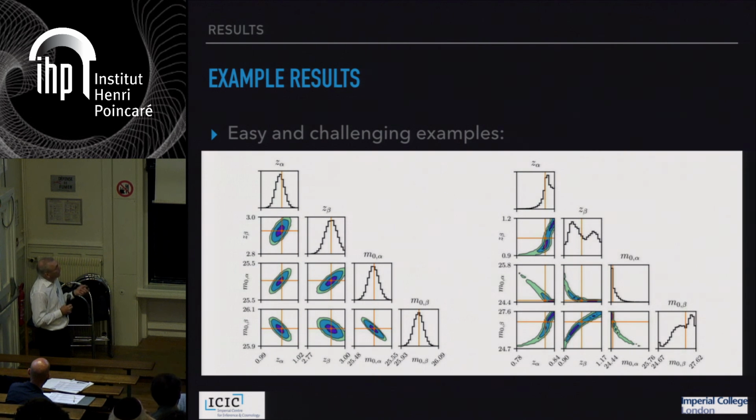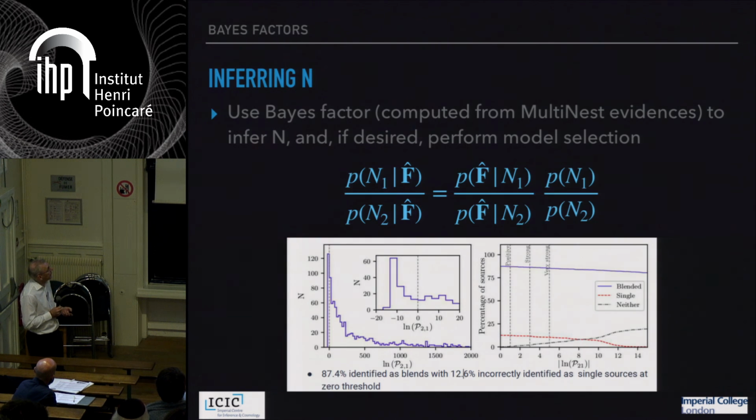So here's some examples of easy cases and difficult cases. This is clearly a more difficult problem than just inferring the redshifts of a single source. Here's an example where there's a unimodal posterior which has identified everything perfectly well. But there are more challenging cases where you get degeneracies like this. So this is a good example. This is a bad example, but this is really just the nature of the problem: if you have a source which is made up of a rather faint component and a relatively bright component, then it may be challenging to determine both.